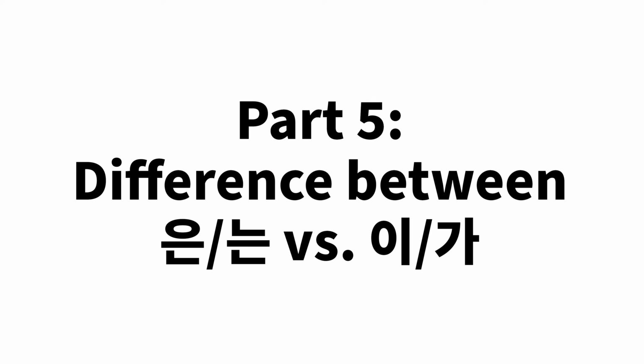Now, let's talk about the most confusing part for learners, the difference between 은, 는, and 이, 가.